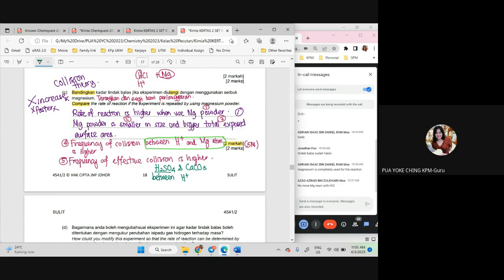Okay. Kalau tadi Mg, dia seorang, memang I pakai Mg terus. Kalau this one, calcium carbonate, you check. Dia soluble ke tak soluble? Calcium carbonate is insoluble. So, it's between H+ and calcium carbonate. Okay. Contoh lagi. H2SO4 and sodium carbonate.